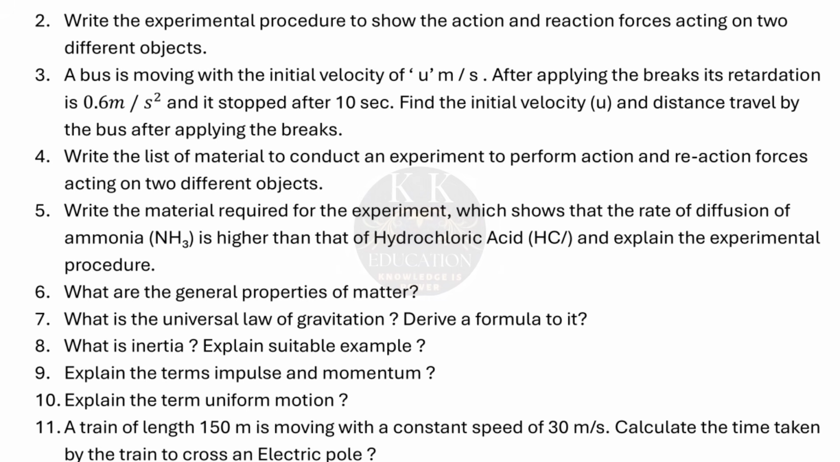Next, fifth question, write the materials required for the experiment which shows that the rate of diffusion of ammonia NH3 is higher than that of hydrochloric acid HCl and explain the experimental procedure.